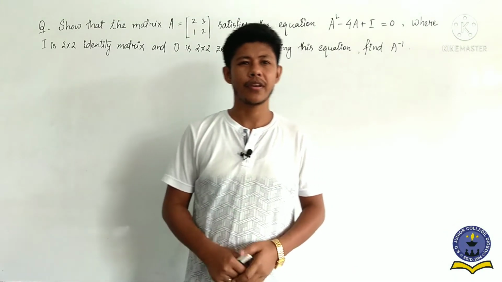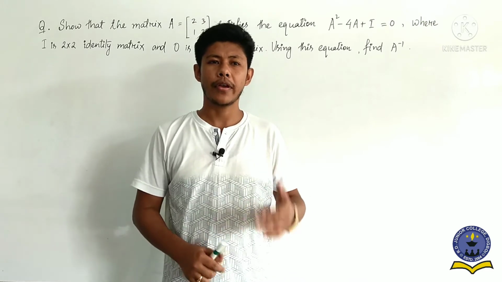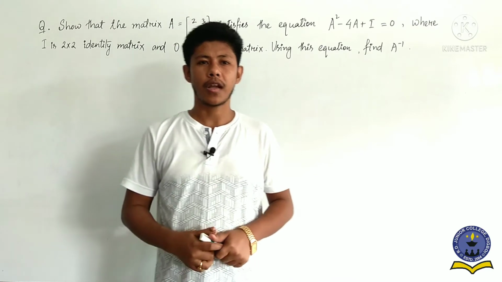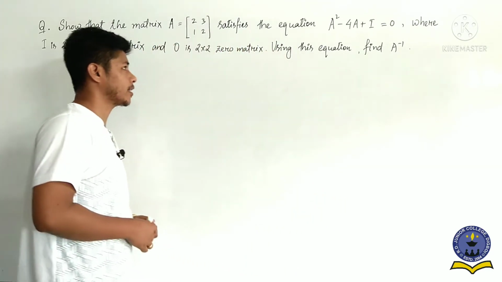Good morning, students. In our last class, we discussed the A inverse formula, right? So A inverse equals what? 1 by determinant of A into adjoint of A. Today we have to discuss one question, and this question is very important from the examination point of view.